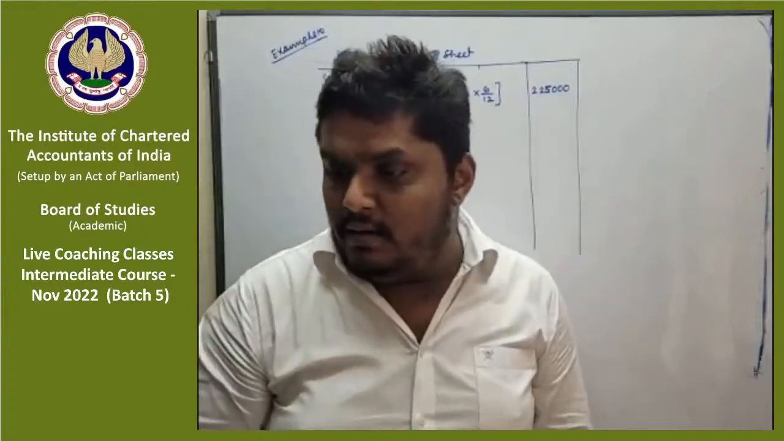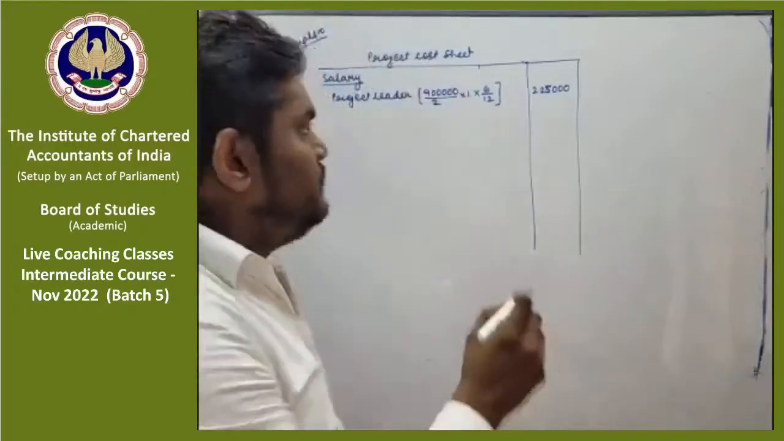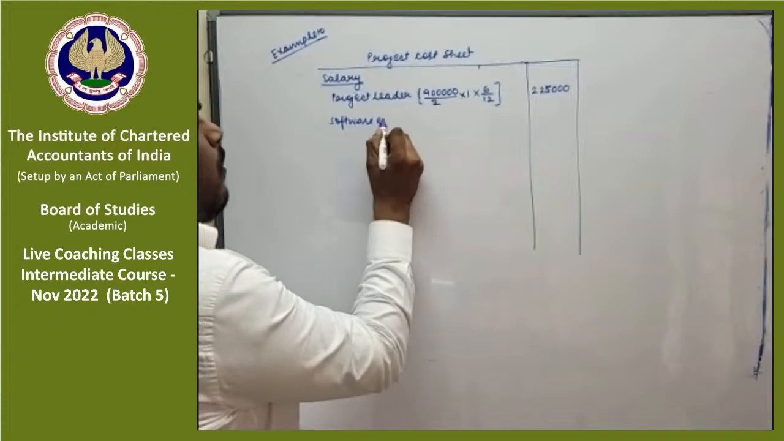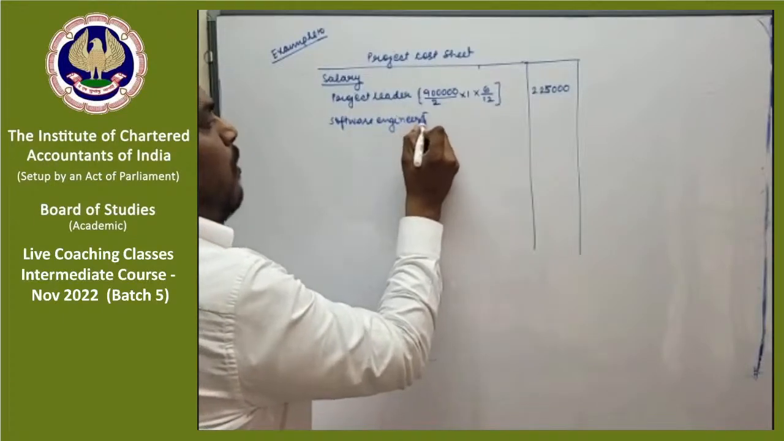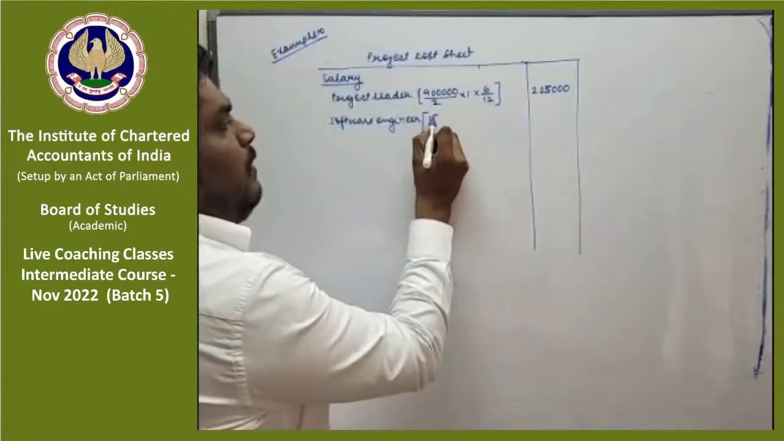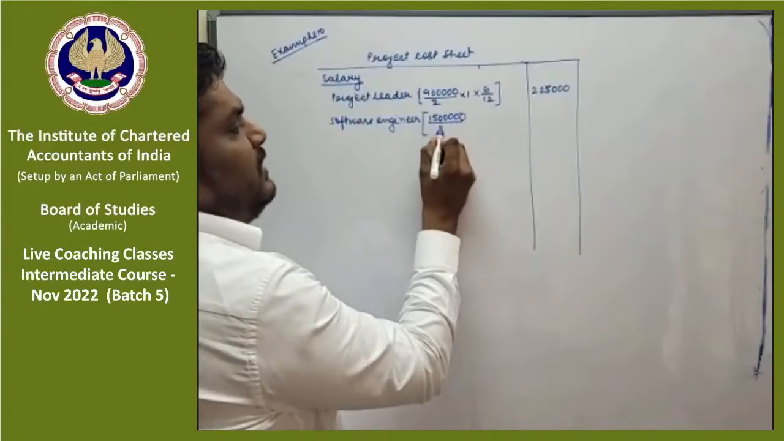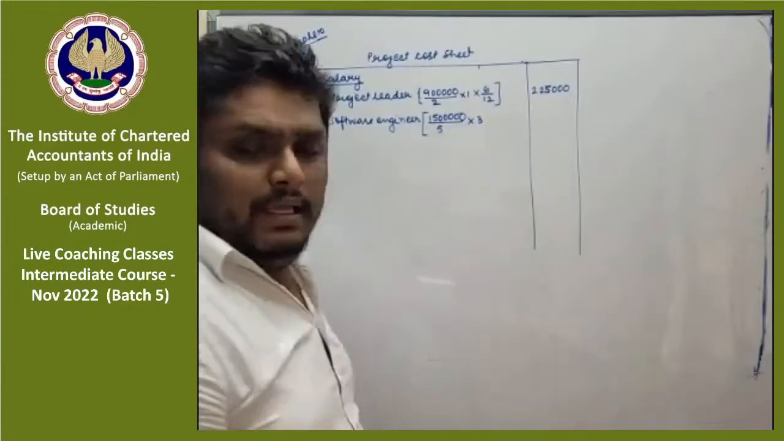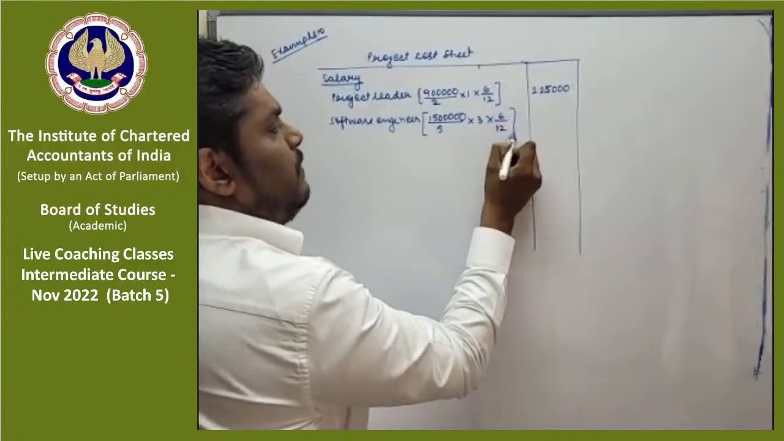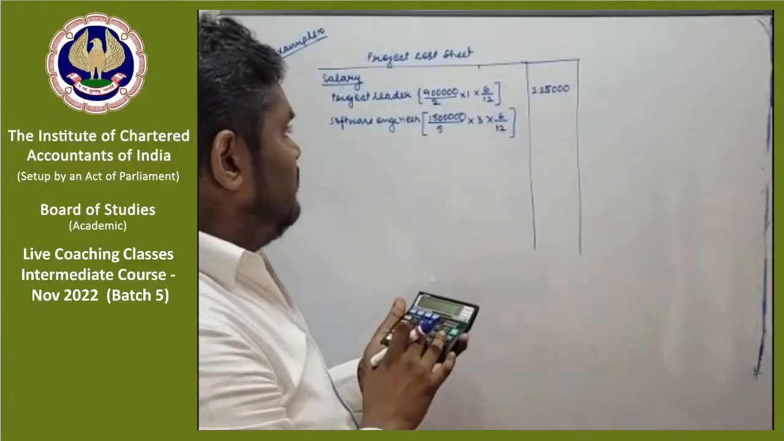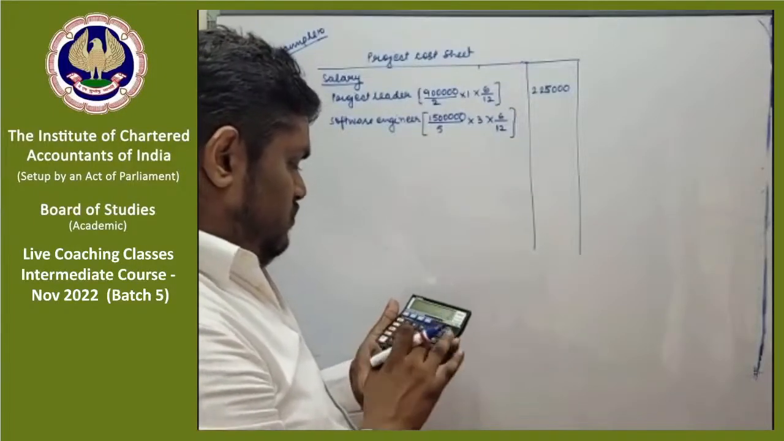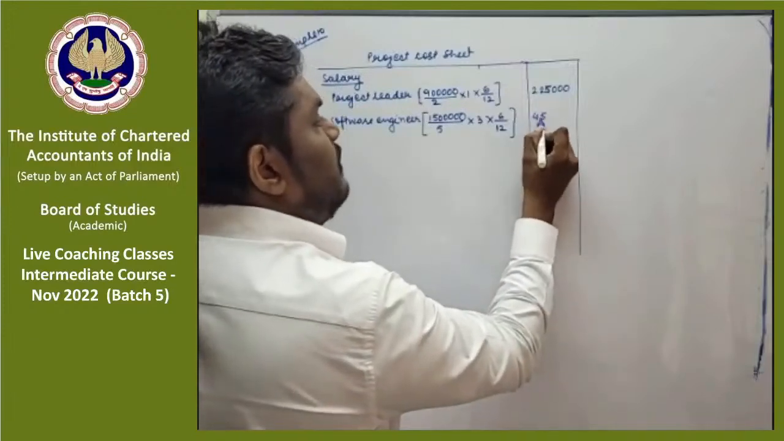Further, it is given that 3 software engineers were involved. So the total amount paid to software engineers is 15 lakh, and it is paid to 5 software engineers. But since we require 3 only, so multiplied by 3, and since the project duration is 6 months, so into 6 by 12. So this will be 4,50,000.